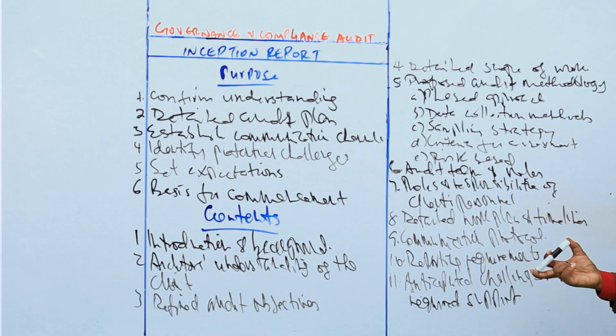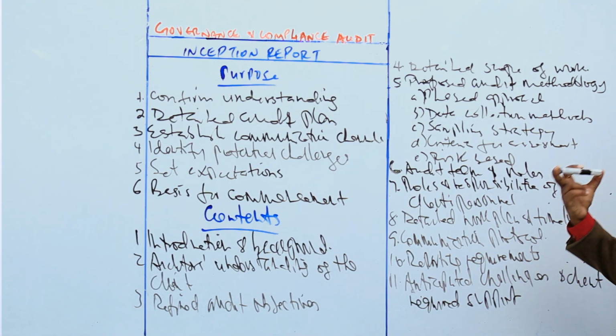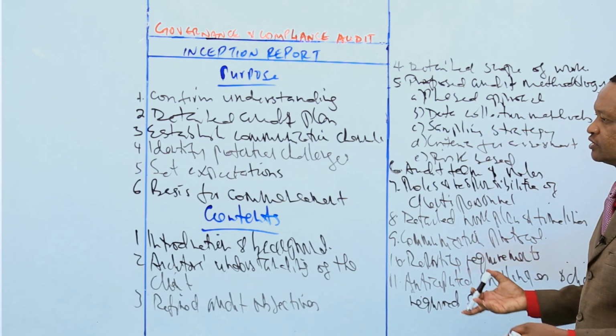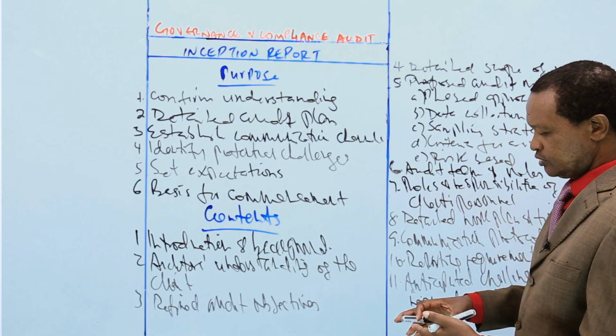So the Inception report proactively identifies any potential hurdles, for example, difficulty accessing certain systems, expected heavy workload for client staff, the need for specific subject matter experts. Then it also proposes solutions and states clearly the specific support required from the client to mitigate these challenges. You understand? Yes. So these are the 11 contents of an Inception report.